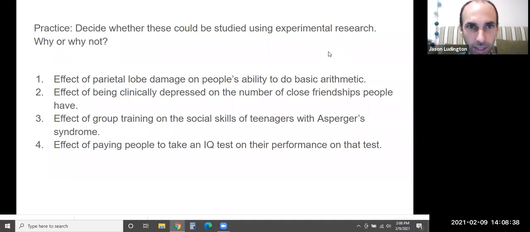And your answer definitely went straight into the ethics of damaging people. So very good answers, both of you. All right. Number 2, effect of being clinically depressed on the number of close friendships people have.